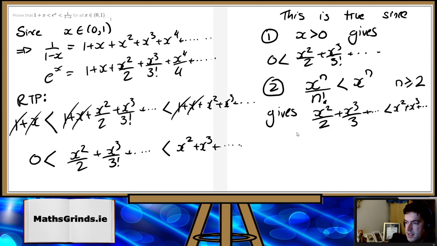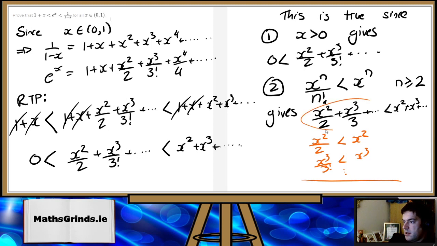Now, if you want to see that a little bit clearer, you could write down all the inequalities. x squared over 2 is less than x squared. x cubed over 3 factorial is less than x cubed. You can write them all out and add them up. So you do get then the situation on the left is less than the situation on the right. So, if you want to elaborate a bit more, you can do it like this.